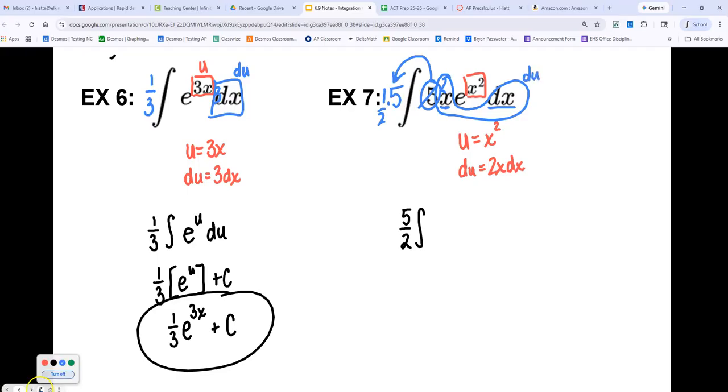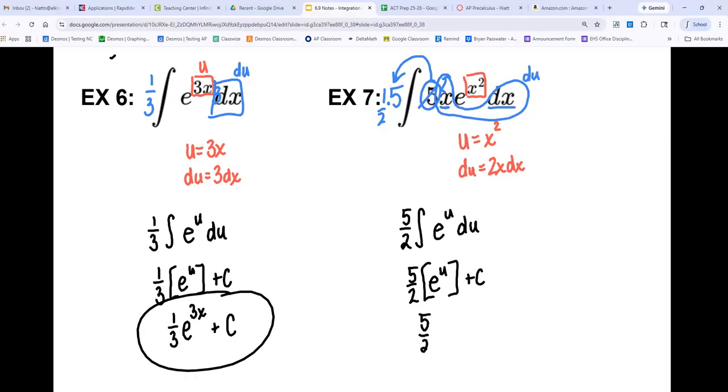So you've got e to the u du. And now we're just down to, like we had on the last problem, 5/2. When we integrate e to the u, we just get e to the u. And then we put a plus c over here on the end. And then we plug back in. So we got 5/2 e to the x squared plus c.